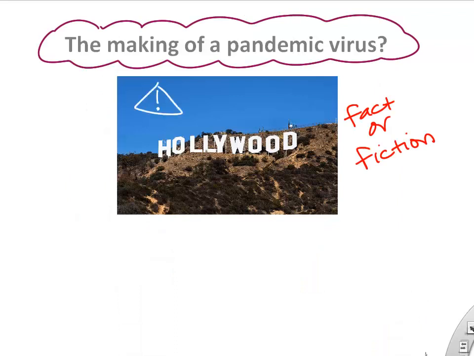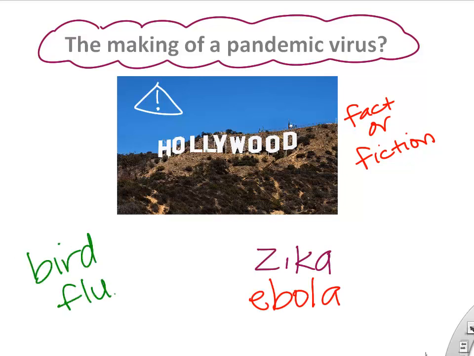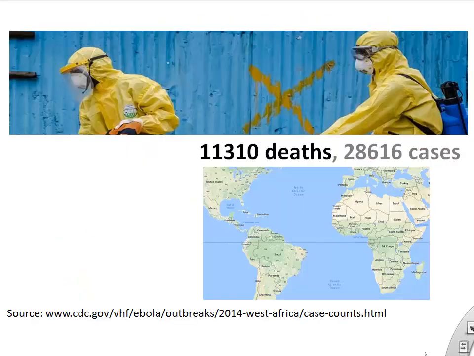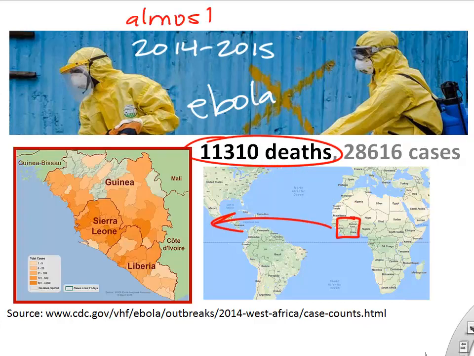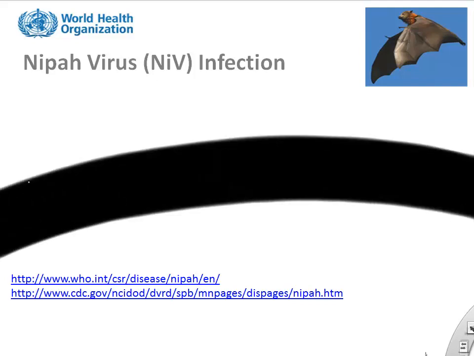So again, you might be like, well, that's just Hollywood, but if you've been watching the news the last couple years, there's been the Ebola virus outbreak, Zika virus, some small outbreaks of things called bird flu. So in 2014 and 2015, there was this Ebola outbreak that killed over 10,000 people in Western Africa. And it almost became a pandemic. It almost spread around the world, but luckily it was contained to Africa there.